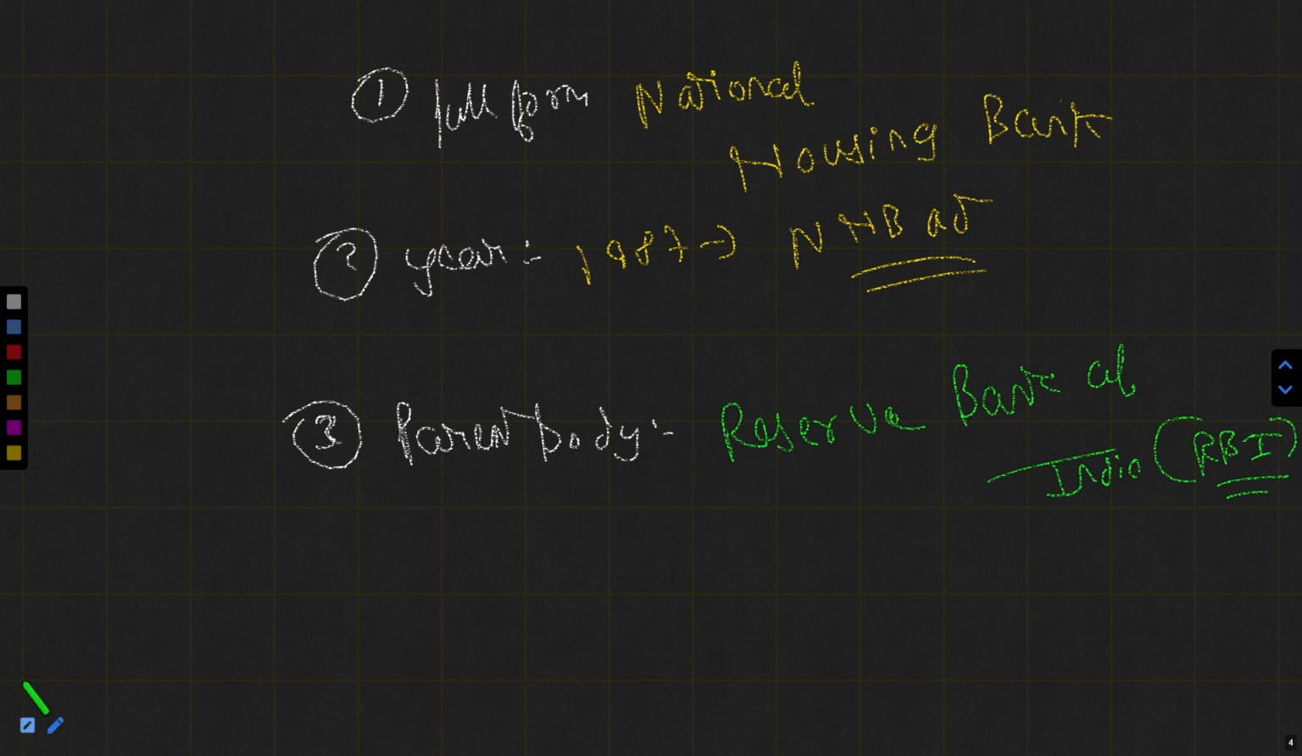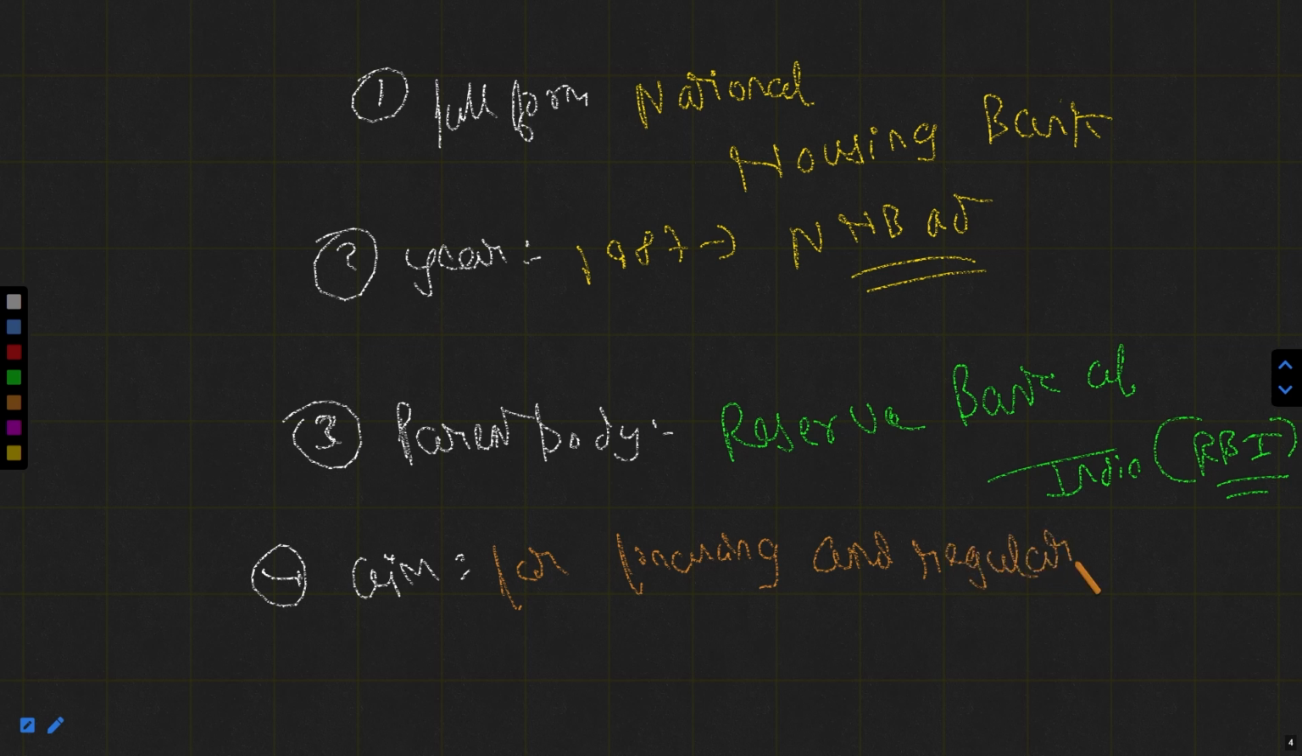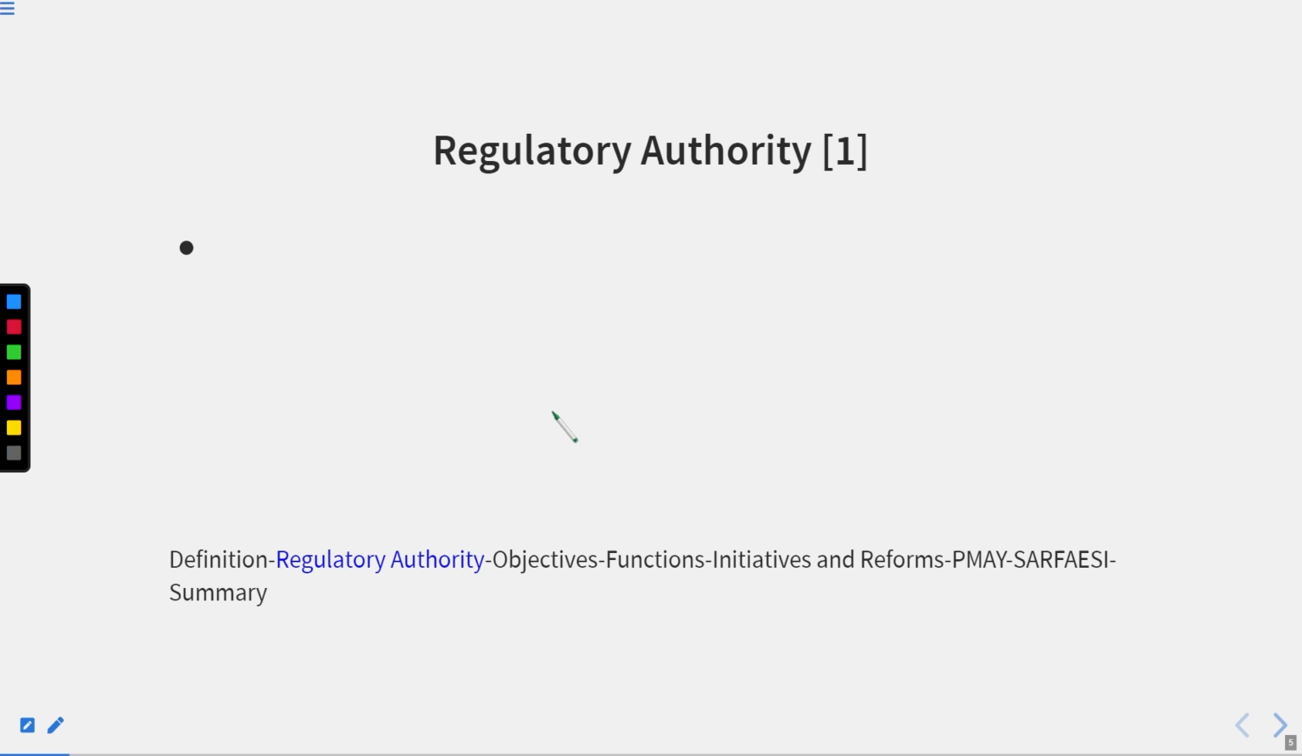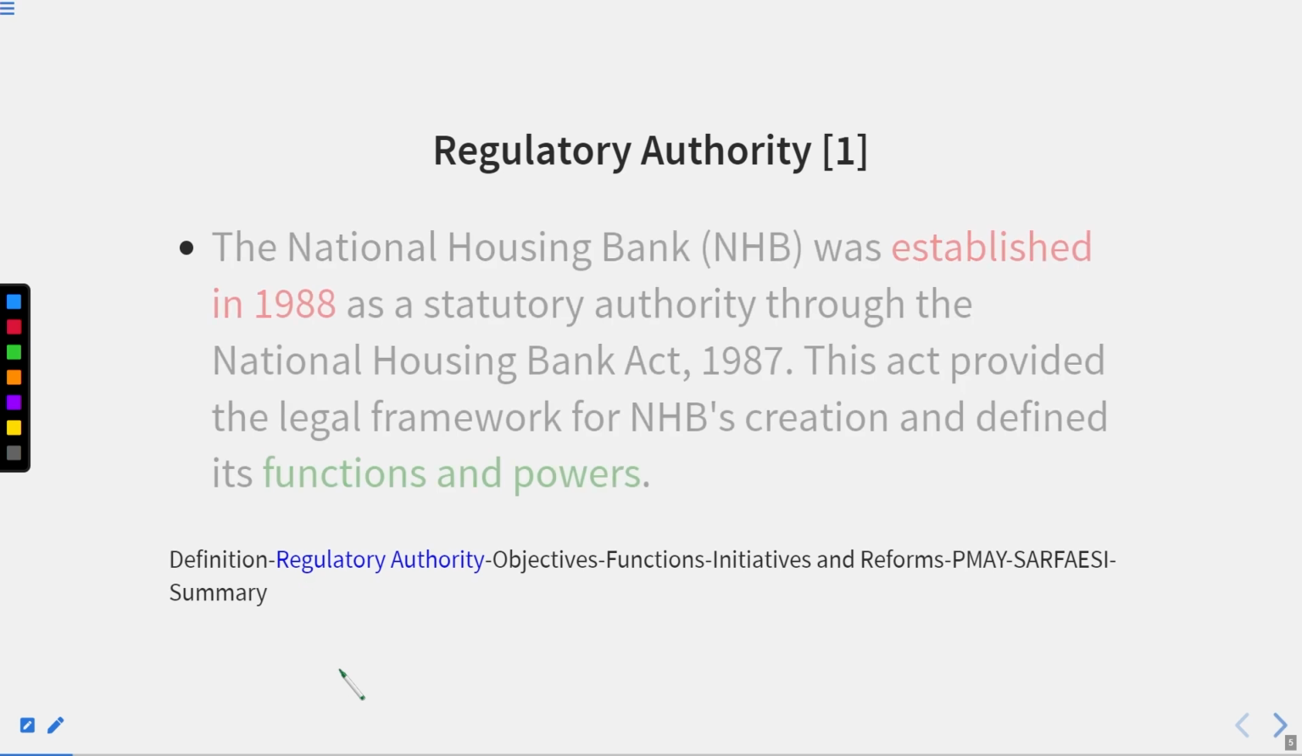And if we talk about the main aim, it is for financing and regulating the housing sector in India. This is their main aim. So this is about the basic introduction. Now let's move forward. After finishing the definition part, now we have the regulatory authority to be covered. So let's see.